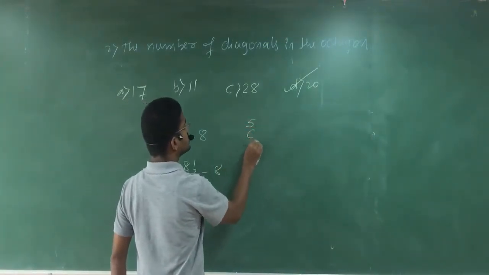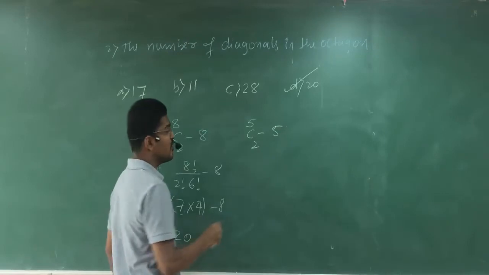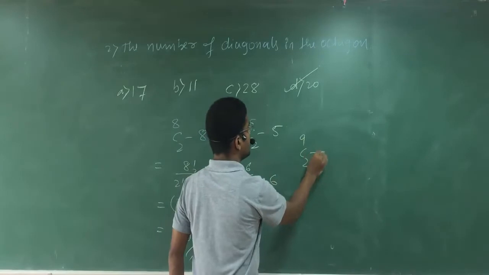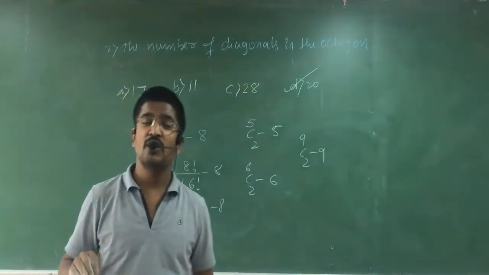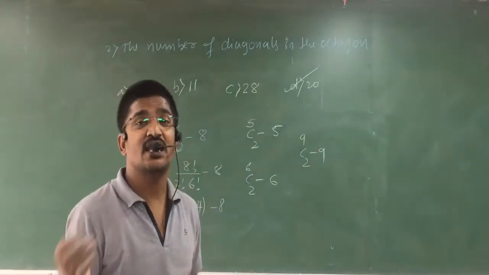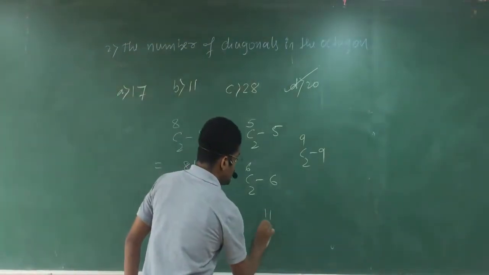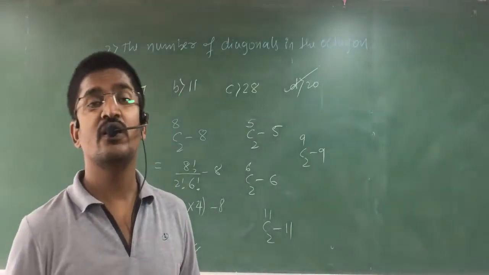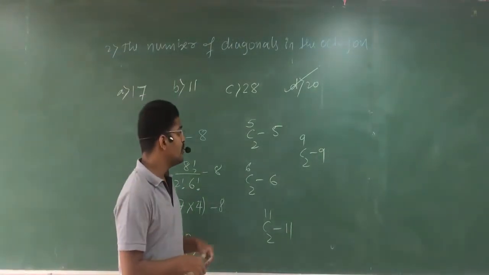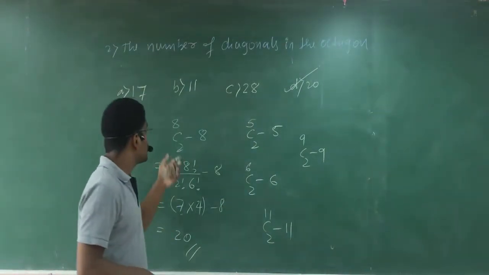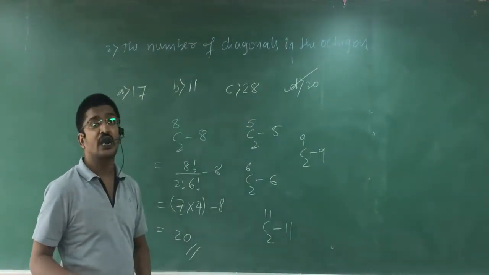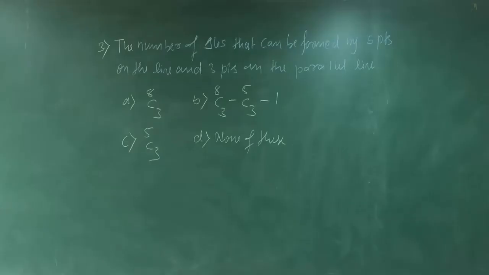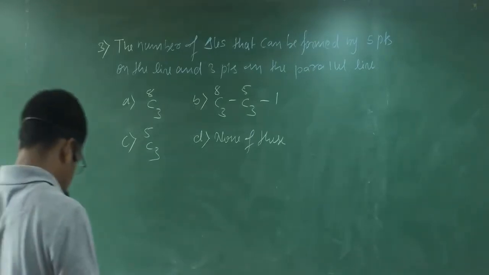For pentagon, 5C2 minus 5. For hexagon, 6C2 minus 6. For nonagon, that is 9C2 minus 9. Clear? Polygon with 11 sides, 11C2 minus 11. Like this you have to calculate. So if they ask for any polygon with n sides, no problem, you use this formula. Clear? So octagon, 8C2 minus 8, that is 20. So 20 diagonals will be there in an octagon. Clear? Okay students, so let us go for the third problem.